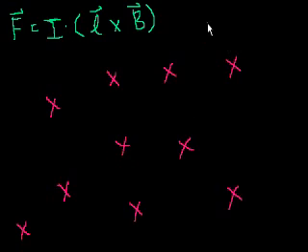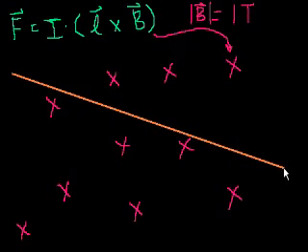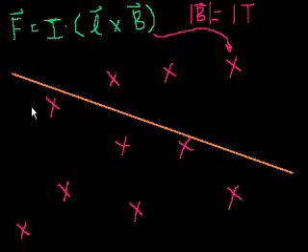So this is our magnetic field. That is B. I don't know, let's assign some value. Let's say that the magnitude of B is equal to 1 Tesla. And let's say I have a wire going through that magnetic field. Let's say the wire is in the plane of your computer monitor. So let me just draw a wire going through the magnetic field.